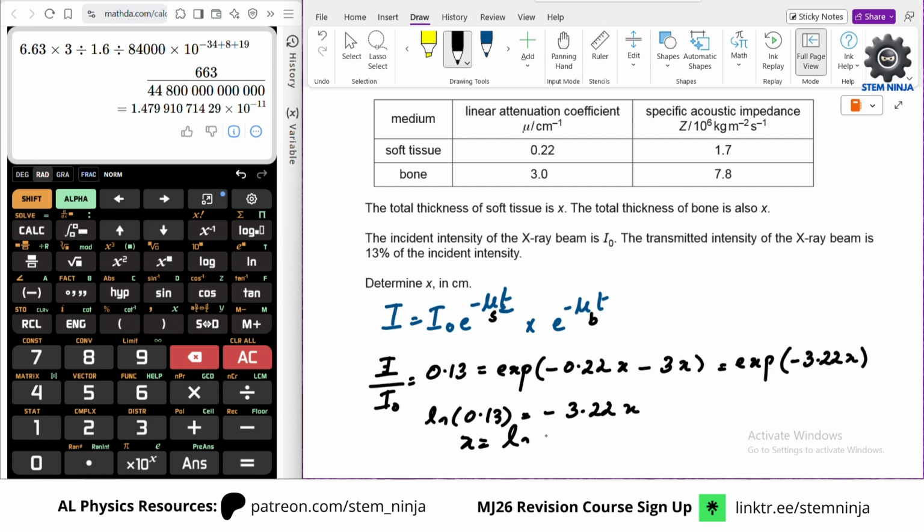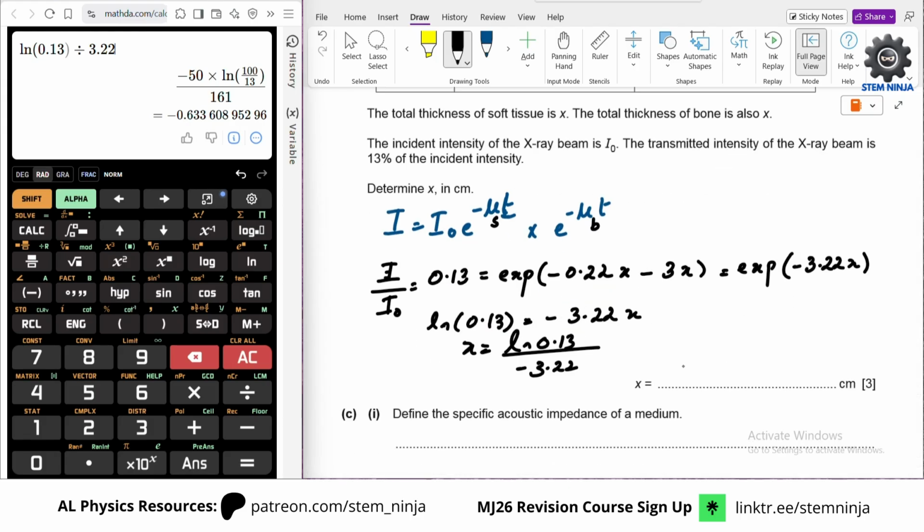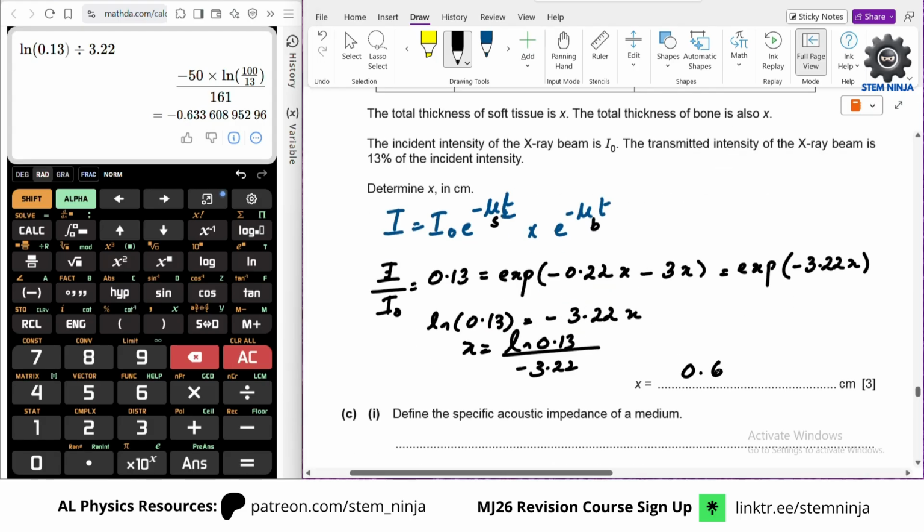X would be ln 0.13 divided by minus 3.22. So ln 0.13 divided by 3.22. So this is negative. So 0.63.